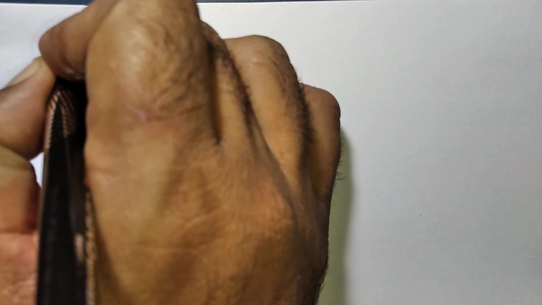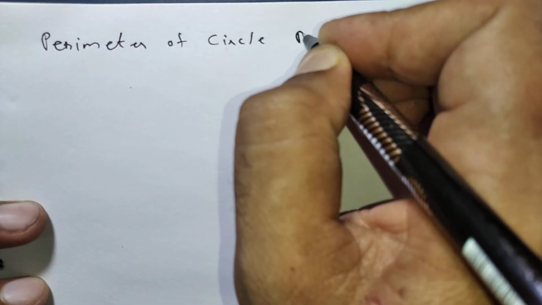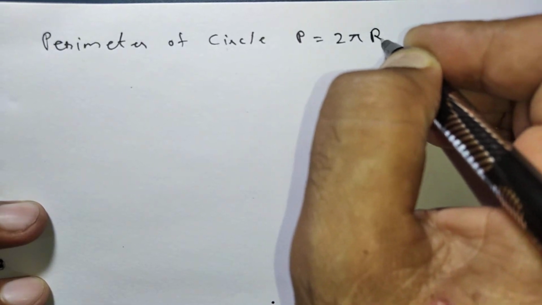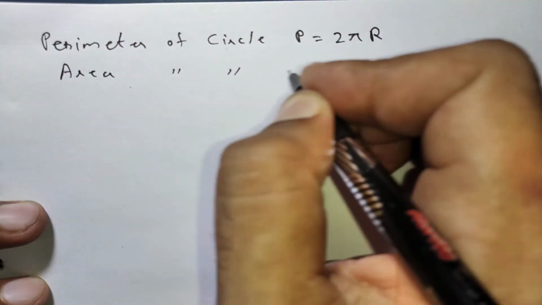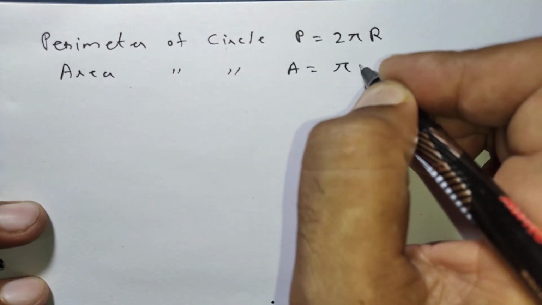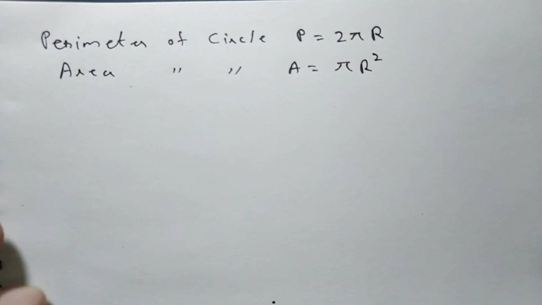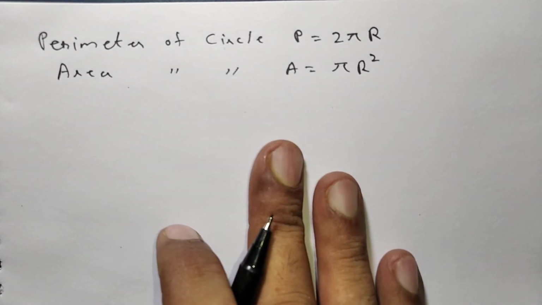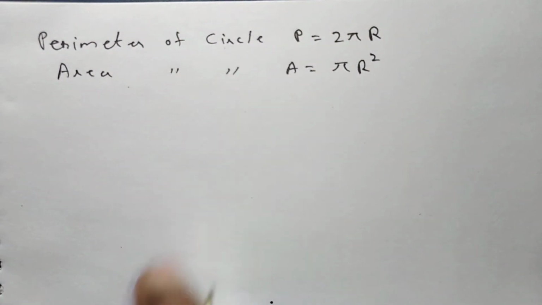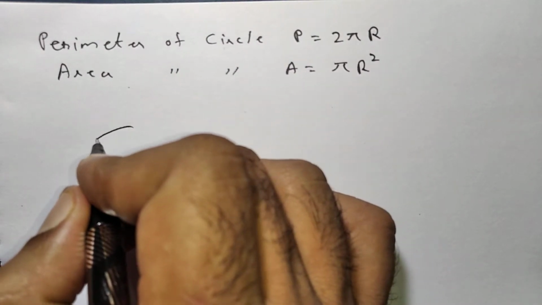We know that perimeter of circle P is equal to 2 pi r, and area of circle is A equal to pi r square. So we will start to prove why perimeter is 2 pi r and why area equal to pi r square. So let's draw a circle.